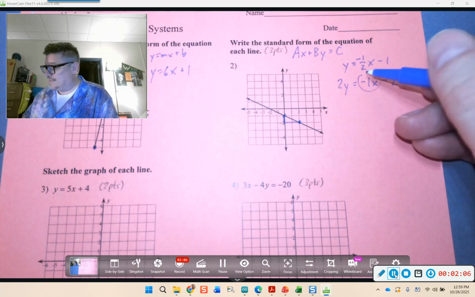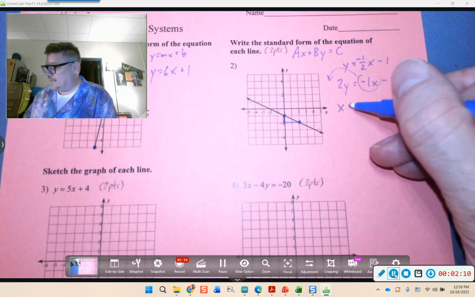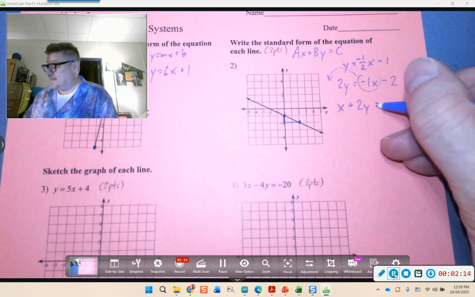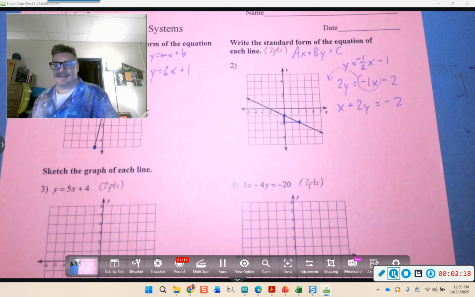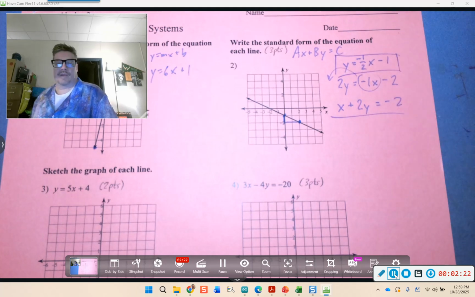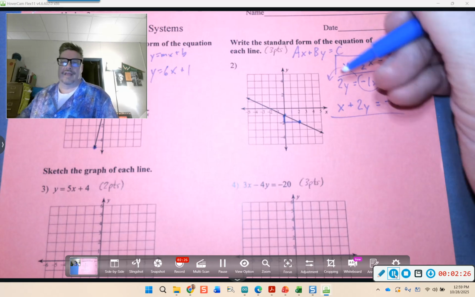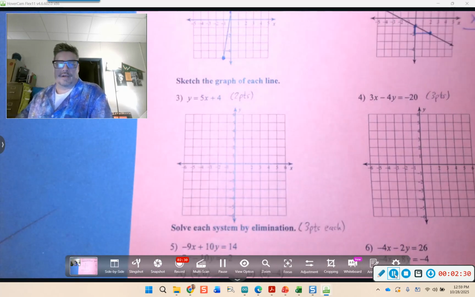I just got to move this guy over to the other side. So if I do, he'll become positive. Now, we didn't move the 2y anywhere, so he's going to stay positive. So now I've got x plus 2y equals negative 2. Now, that is in standard form, but this and this are the same thing. You could move this x over, then divide by 2, and you will notice that it will equal the same thing.